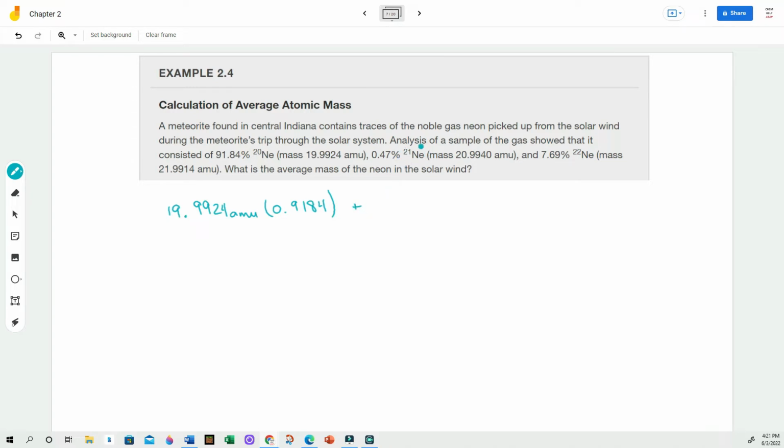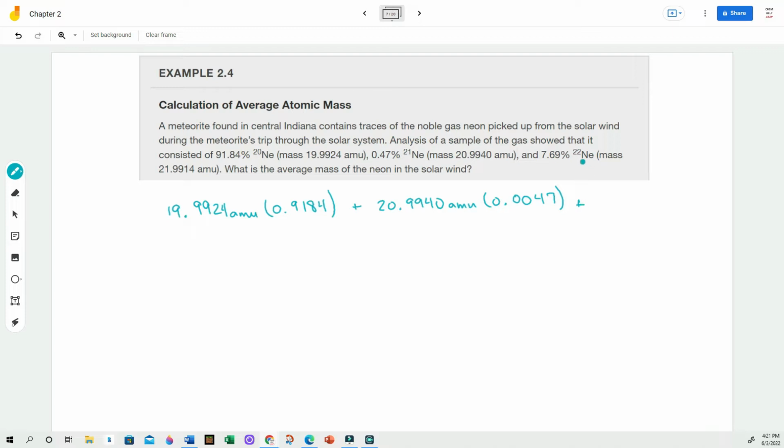Now I need to have my term for neon-21. So the mass of neon-21 is 20.9940 AMU. Again, I'm going to take this 0.47% and convert it into a decimal. So I'm going to take that and divide by 100, which means I push that decimal to the left 2 places. I know it's a very small number. That's all right. No problem.